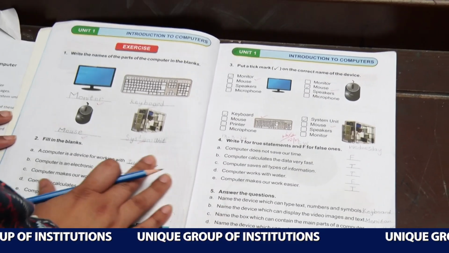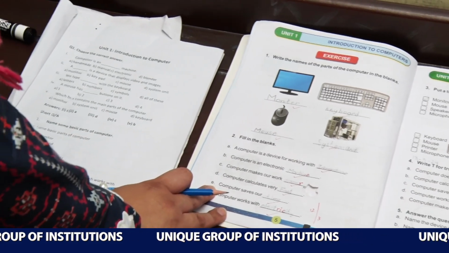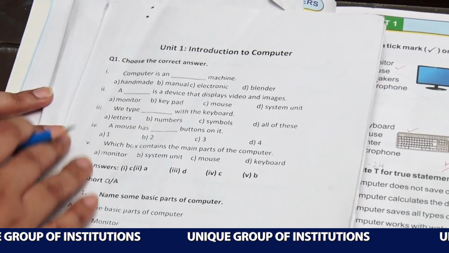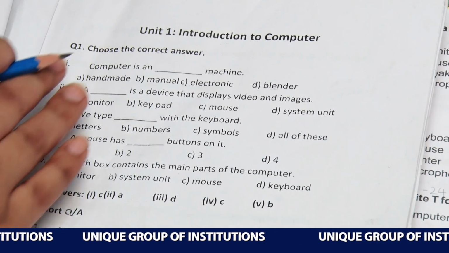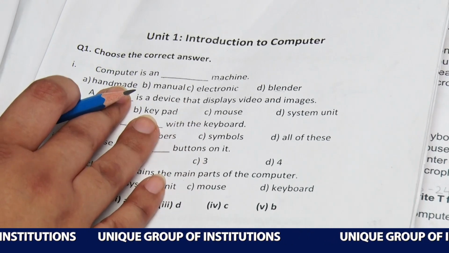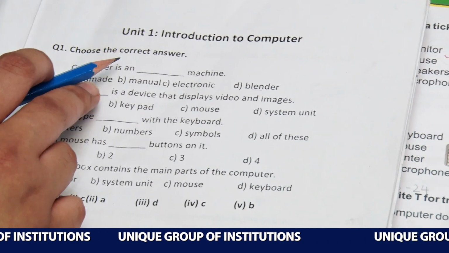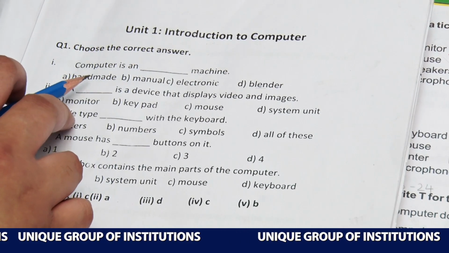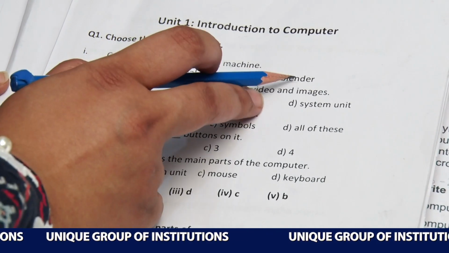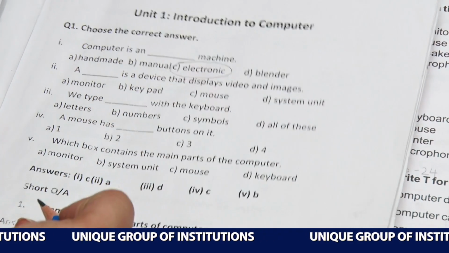So we will move to the booklet work, which is started with MCQs options. On the first page you can find 5 MCQs, in which you will have a question with 4 appropriate options and you have to choose the right one. The first question is, computer is an dash machine. Now the options are, A handmade, B manual, C electronic, D blender. So the right option is electronic. Circle the right option like this.